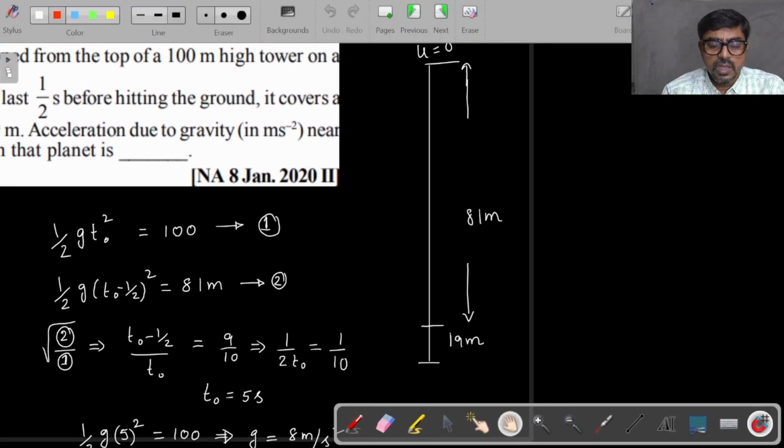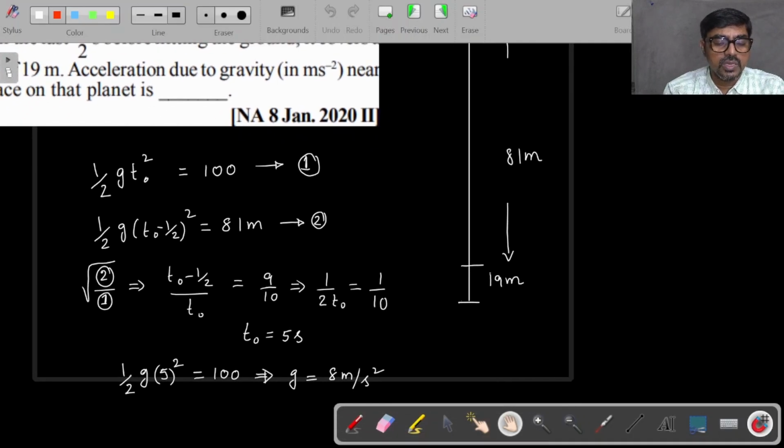So that means up to half second, if I take t naught minus half from the beginning, in that interval how much distance is it going to cover? 100 minus 19, which is going to be 81 meter. That's the distance covered. So if I use half g again, (t naught minus half) whole squared, that's going to be 81, and then you take a root and take the ratio of the two, you will get (t naught minus half) by t naught equal to 9 by 10.